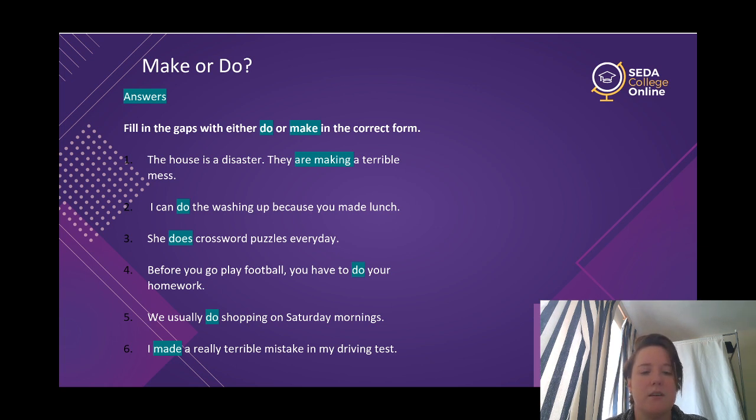Number 6, I made a really terrible mistake in my driving test. I made. The driving test is finished, so that's why we're using made. The past of make is made.